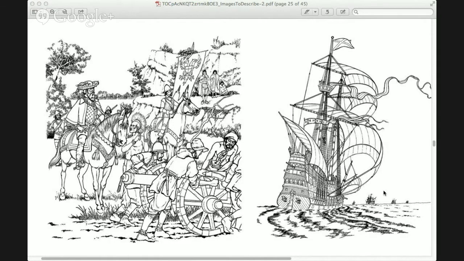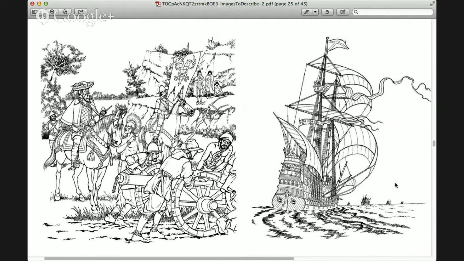Good. Okay, I think we'll finish it there. Does anyone have questions about the vocabulary? It's okay? Okay. Let's go on to the next picture. This one's for Joseph.